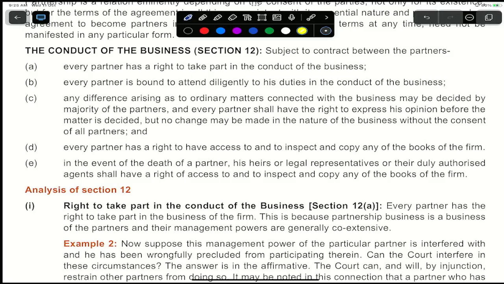Next, can I have a right to access the books? Inspect the books? Take a copy of the books? Three powers are there: A, I, C. What are they? Access, inspect, copy. Remember these three words: A, I, C. What is A? I, C. That's all, answer over. Last one. By the way, we already discussed this point. Sir, if the partner dies, who will have a right to access the books? Answer over. Section 12 is completed.